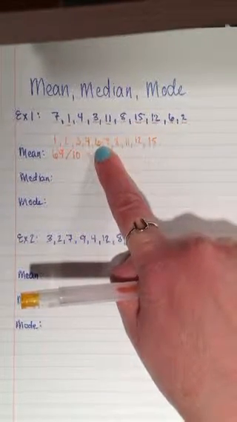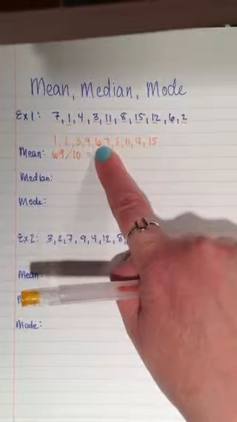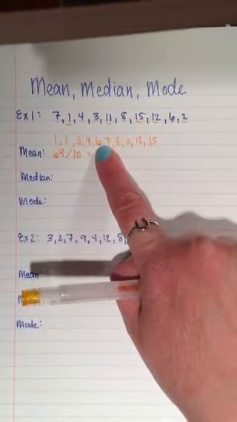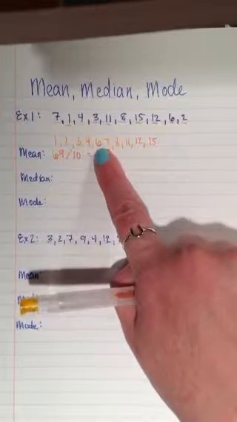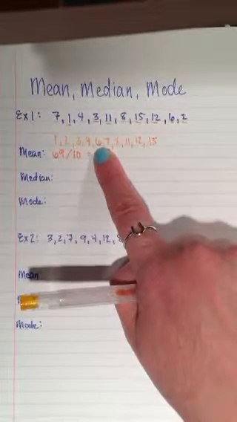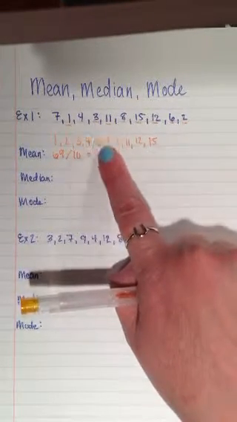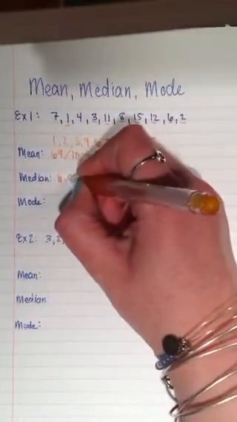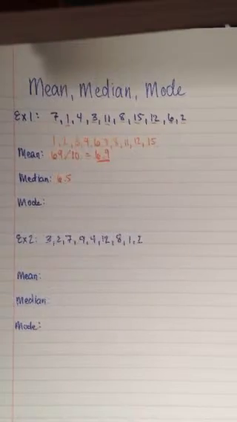Now 6 and 7 are two numbers. You can't have two numbers for your median. So if you have an even set of data like we do, we have 10 values, we'll just calculate the average of the two middle numbers. 6 plus 7 is 13, divided by 2 is 6.5. So our median is actually 6.5.